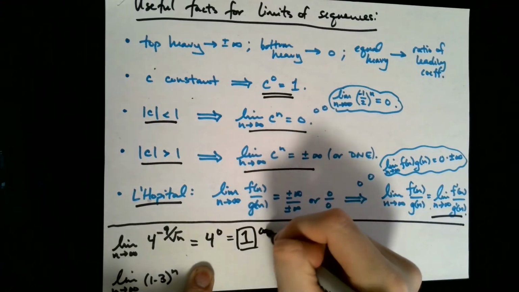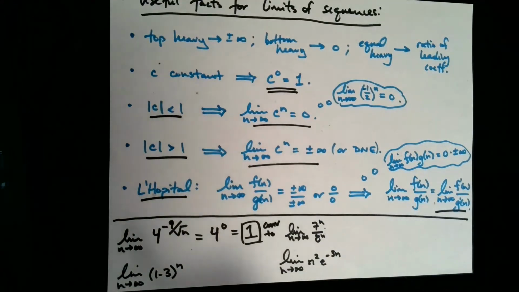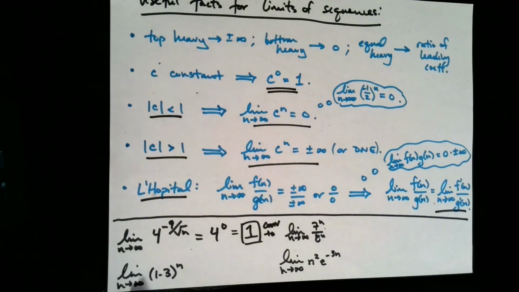So this limit converges. In particular, it converges to 1. Because remember, anytime you take a limit and you get a number off the number line, then you have a convergent limit, and you will converge to whatever that value is. Okay, what about the limit as n goes to infinity of 1.3 to the n?